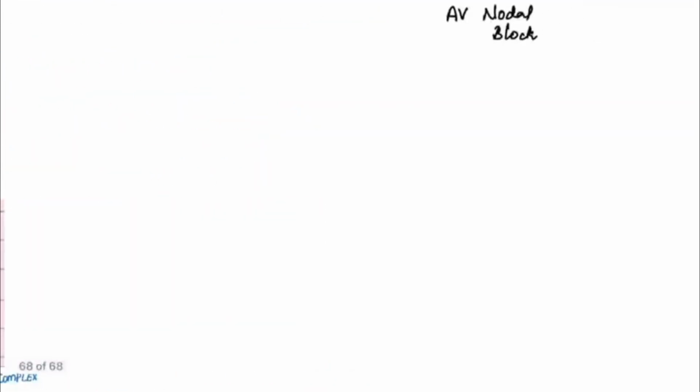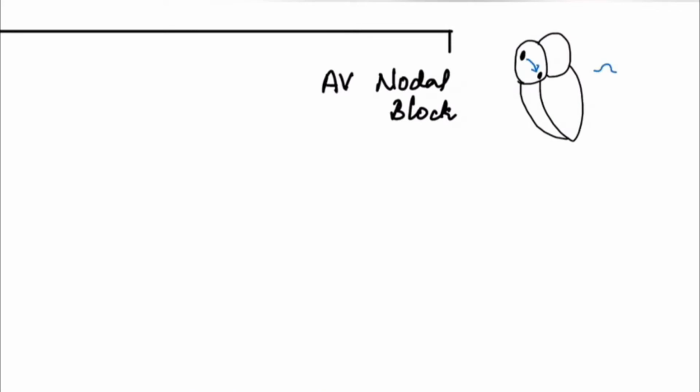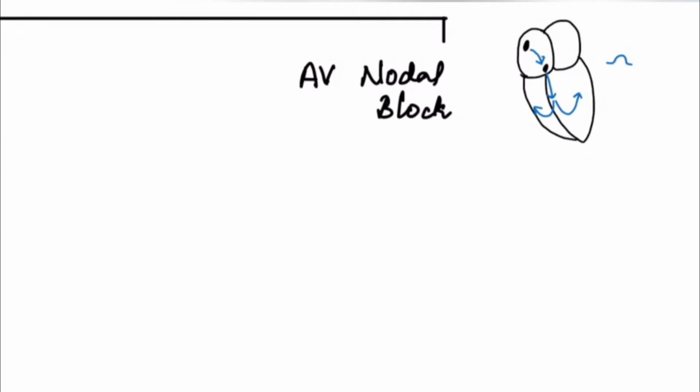Now coming to the AV nodal block. So AV node is required for the conduction of impulse from the atria to the ventricle. So whenever there is a block in the AV node, atrial contraction occurs normally, but this contraction is not conducted into the ventricles. And that is why P wave is seen, but because of AV nodal block, there is no proper ventricular contraction after the atrial contraction.